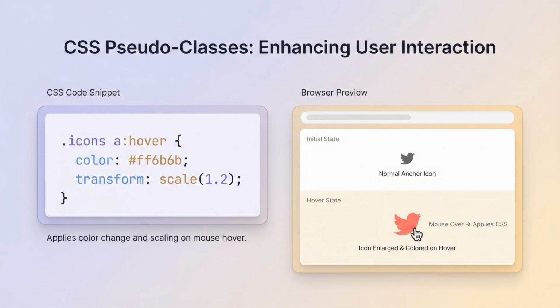The instructor also introduces the hover pseudo-class for the icon links. When you write a selector followed by :hover, any CSS rules inside that block apply only when the user's mouse is over that element. This is how you create interactive effects, like an icon changing color or scaling up slightly when hovered. It might seem like a lot of CSS classes at first, but with practice, it becomes very natural.